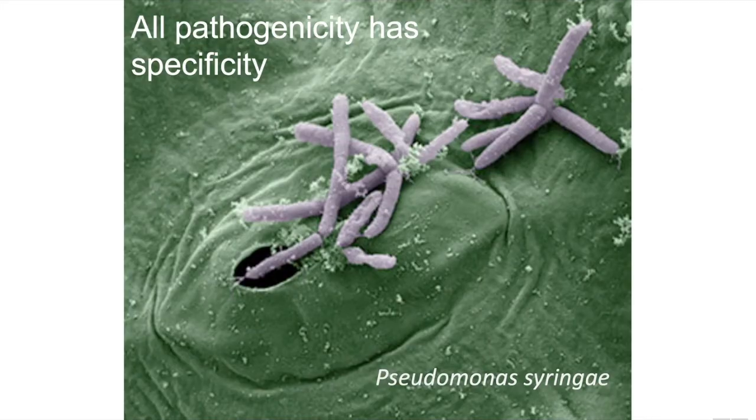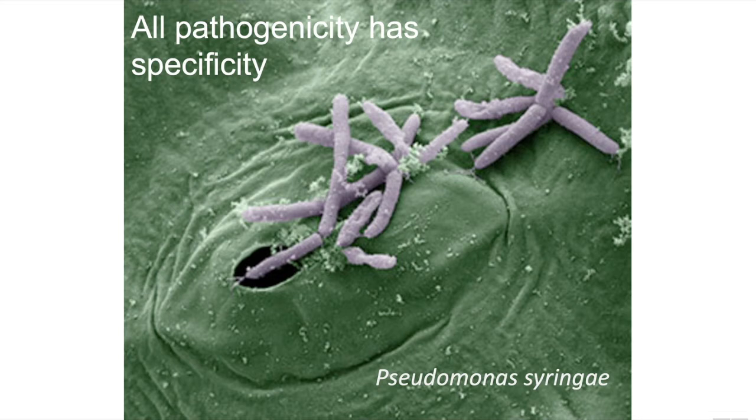Okay, next we're going to look at this second example of disease. And in this case, we're going to be looking at an organism called Pseudomonas syringae. You can see in this picture some of the bacterial cells of this species sitting on the leaf of a plant, with the plant leaf colored in green here. And we also have the statement at the top, all pathogenicity has specificity.